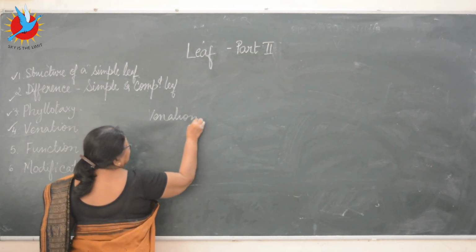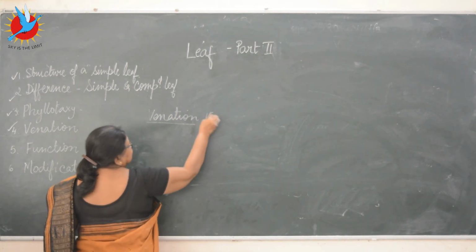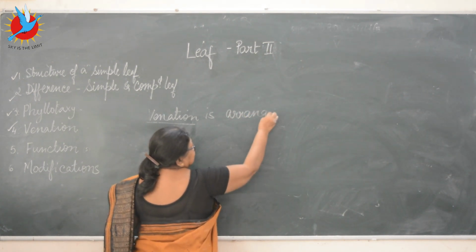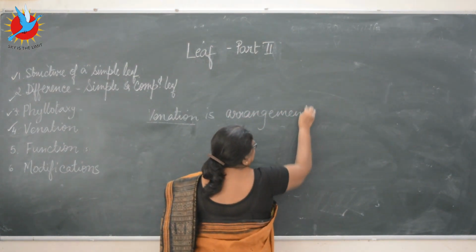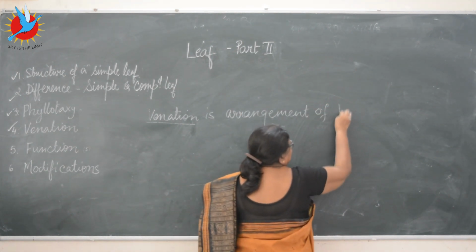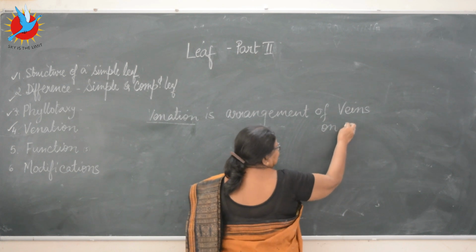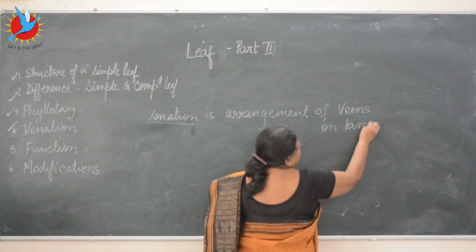Venation is arrangement of veins on the leaf blade or lamina.